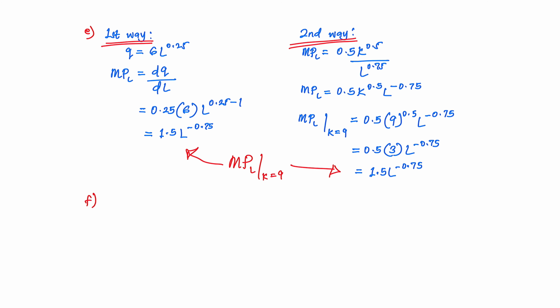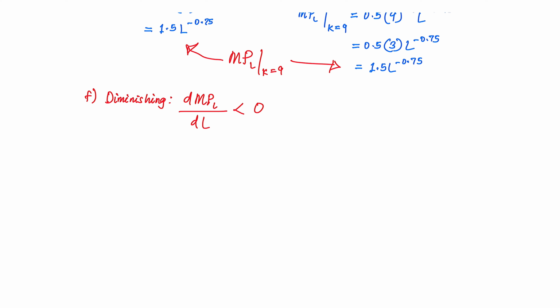So F, to prove the issue of diminishing, diminishing can only occur if we take the derivative of the marginal product of labor with respect to the labor, and if the function is less than 0, then we have a problem of diminishing marginal product of labor, or we have a problem of diminishing marginal returns. So we know that marginal product of labor when capital, which is the fixed input, is constant, this is the marginal product of labor function. So we need to check through this function by taking the derivative of this marginal product of labor.